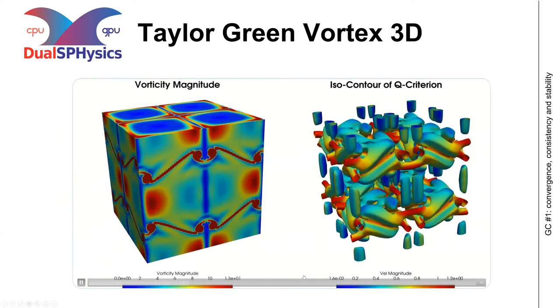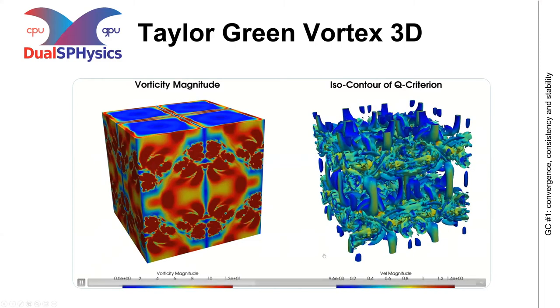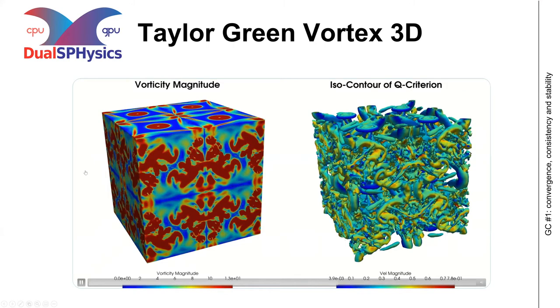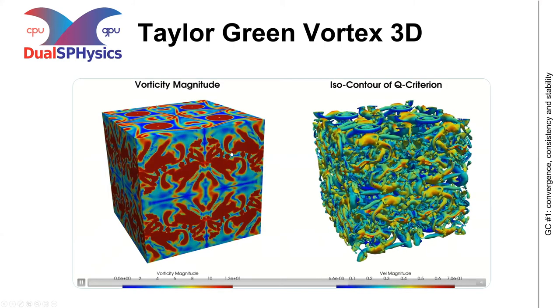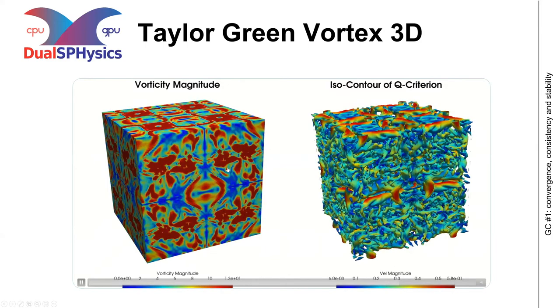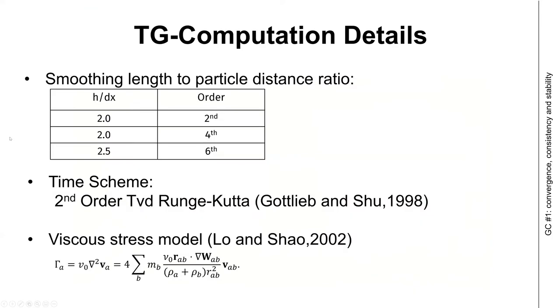Yes. Okay, this is the movie I was trying to show you before. We can clearly see that the vortices are becoming smaller and smaller until they are destroyed by the viscosity model, as it should happen in this test case.